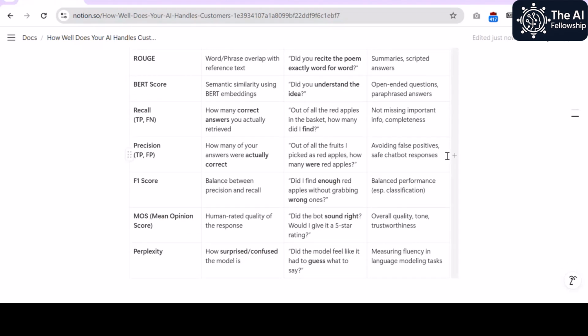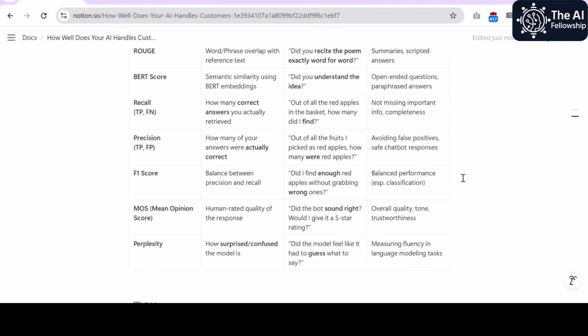It should also account for false positives. There should be classification, overall quality, and fluency. So these are some primary metrics.